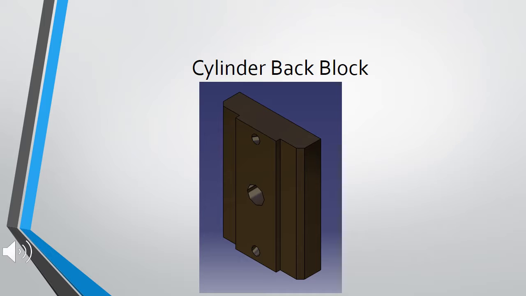The cylinder back block is one of the parts that seemed simple at first, but as we began modeling, a few features stood out as being more challenging. Those are the 2 holes that you can see in the front face. They are not straight holes, they are at an angle.